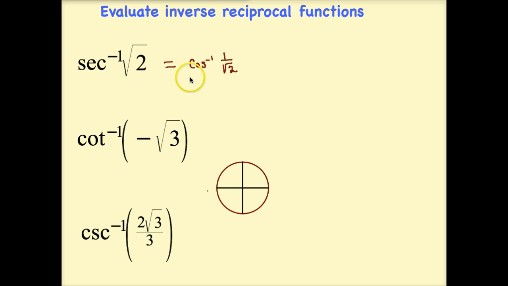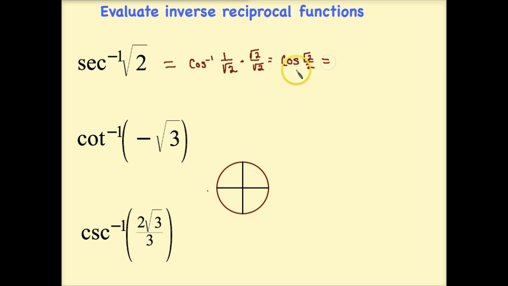Looking at our first example, I will switch secant to its reciprocal function of cosine, which means I need to take the reciprocal of root 2. And then, in order to properly evaluate it, I need it to look rationalized. So when I rationalize the inverse cosine of 1 over root 2, I end up with the inverse cosine of root 2 over 2.